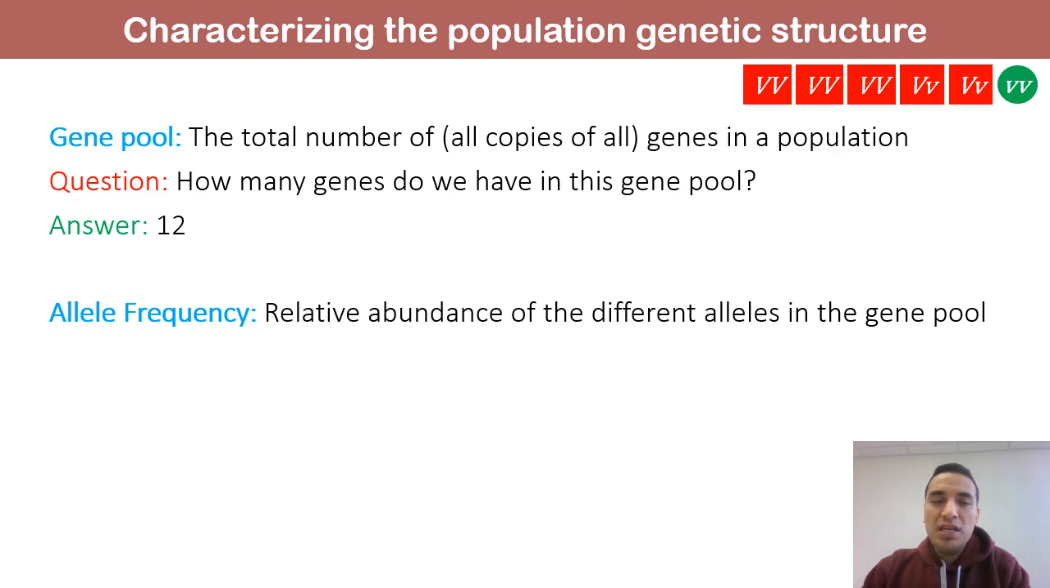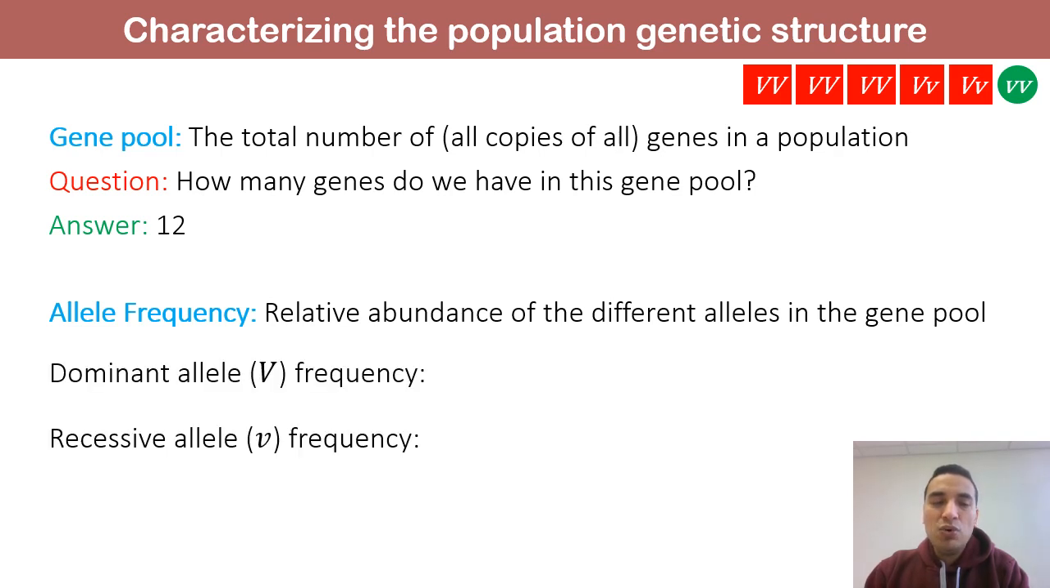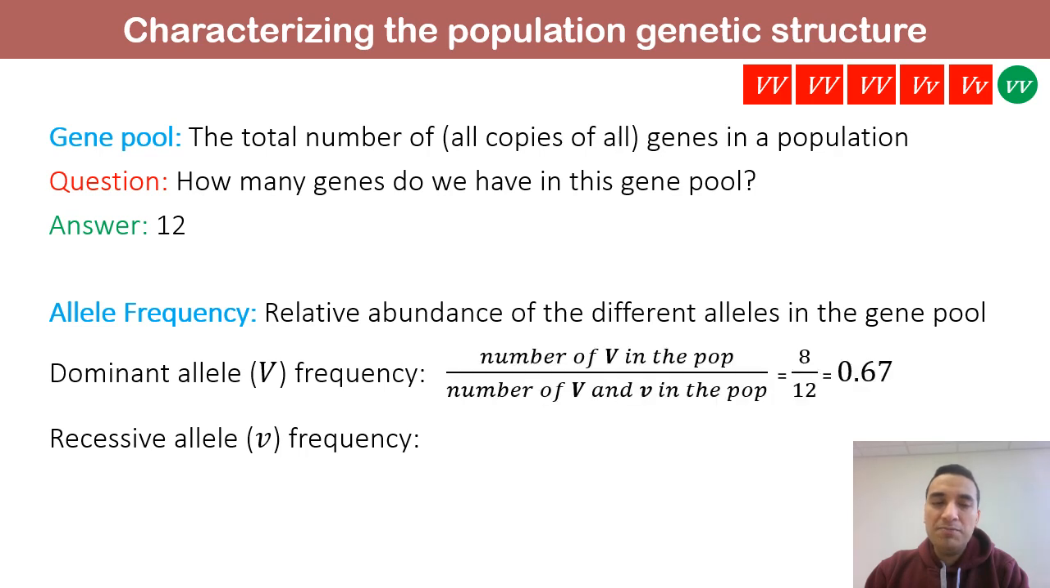Another term we need to know is allele frequency, which is the relative abundance of the different alleles in the gene pool. Relative abundance, that being the key term. What are the two alleles? Big V and little v. So what is the frequency of dominant allele big V? It is the number of big V in the population divided by the number of total alleles in the population. That comes out to be, how many big V's are there in that population on the top right? 8 big V's. So 8 divided by the total, 12, comes to 2/3, so 0.67 more or less.